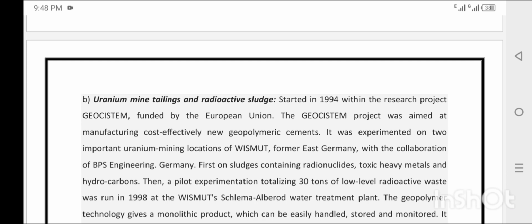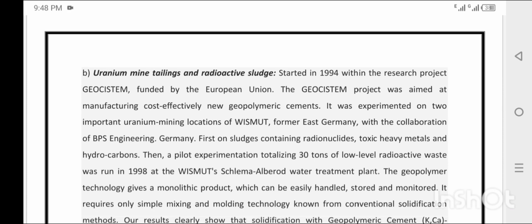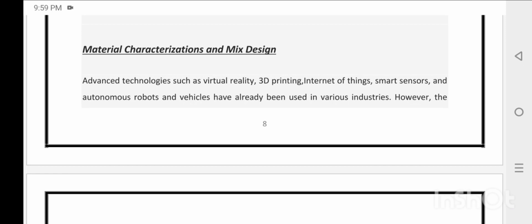This application was started in 1994, funded by the European Union. This project was aimed at manufacturing cost-effectively new geopolymeric cement. It was experimented on two important uranium mine locations: material characterization and mix design.